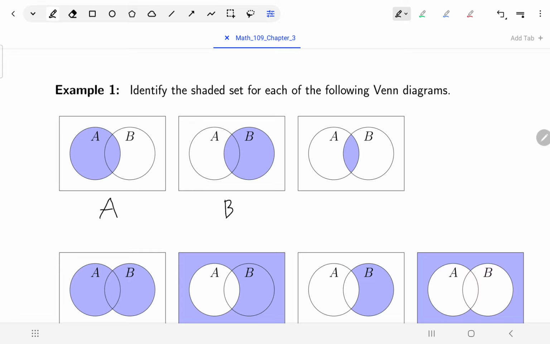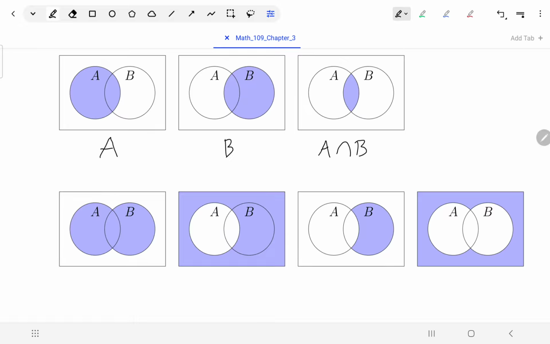For the next one, what's been shaded, this is the overlap. This is where A and B overlap with each other. So I've shaded all the things that are inside of A and also inside of B. I've shaded A intersect B.